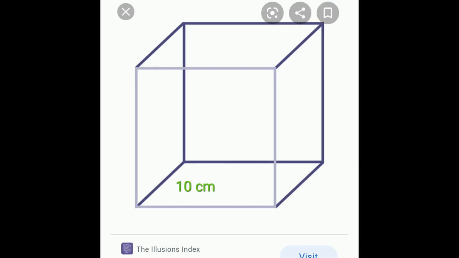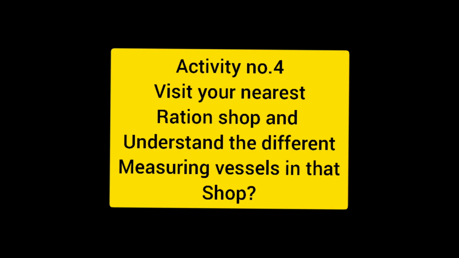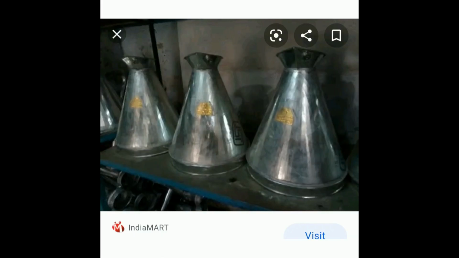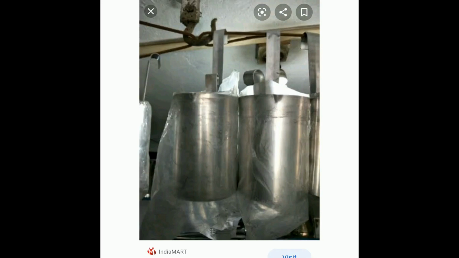So here is our last and fourth activity. Activity number 4: visit your nearest ration shop and understand the different measuring vessels there. Do you understand the activity? Activity number 4: visit your nearest ration shop and understand the different measuring vessels in that.